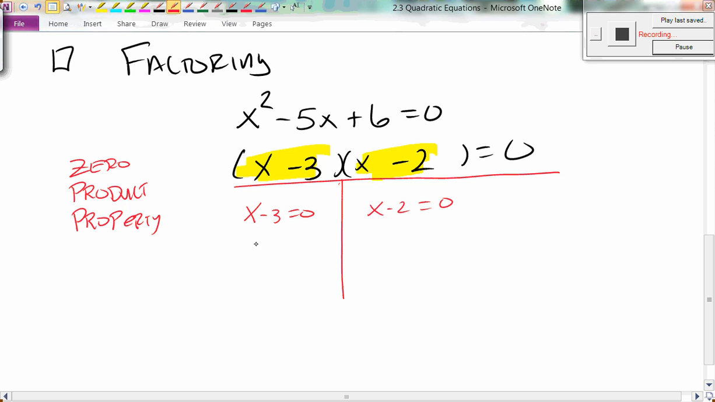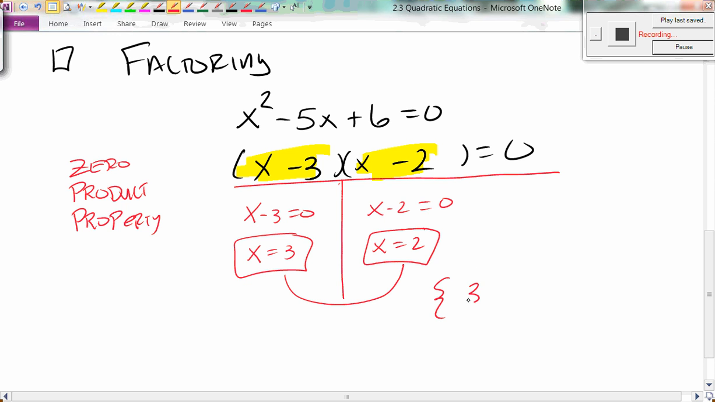Solving these little tiny equations, I get x is equal to 3 as one of my solutions, or x is equal to 2 as the other solution. If I have 2 solutions, I can put them in a solution set and give my answers 3, 2. Everybody agree that this is the right answer? All right, great.